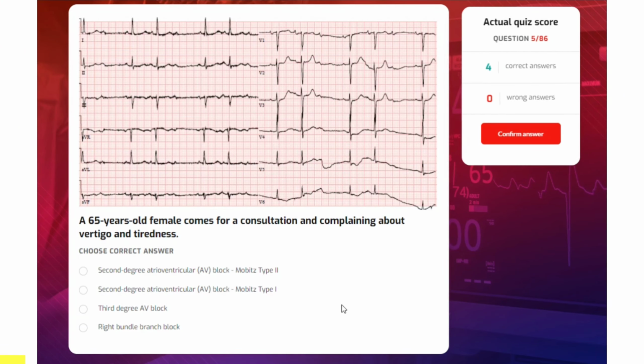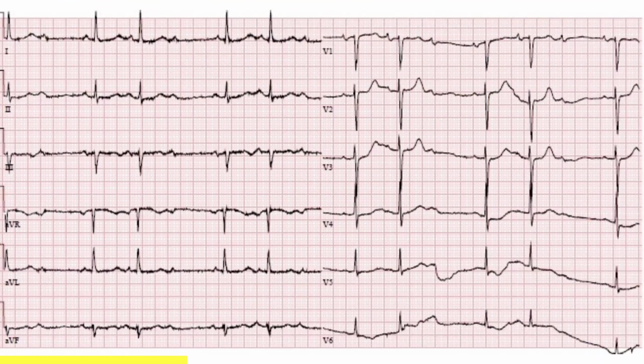Now we have the 5th case here. A 65 years old female comes for a consultation complaining about vertigo and tiredness. We have given 4 options here. First option is second degree AV block Mobitz type second. Second option is second degree AV block Mobitz type first. Third option is third degree AV block, and the last option is right bundle branch block.